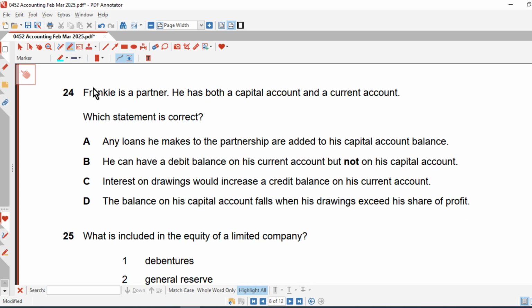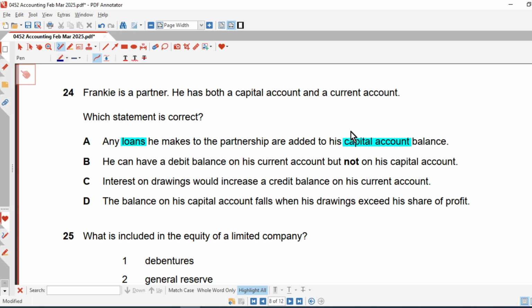Question 24. Frankie is a partner. He has both a capital and a current account. Which statement is correct? A. Any loans he makes to the partnership are added to his capital account balance.